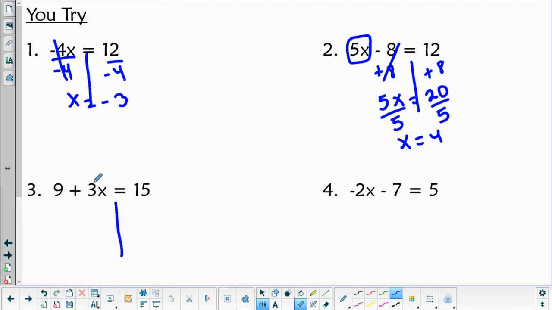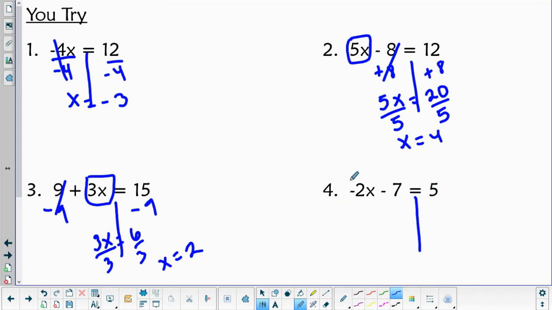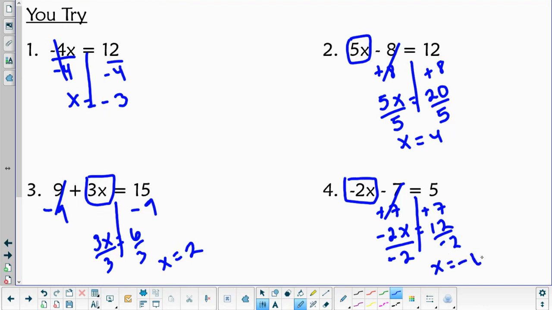All right, down here, 3 and x are connected. So I have to move my +9 by subtracting 9. So I have 3x equals 6. And then if I divide both sides by 3, I get x equals 2. All right, finally, number 4. Again, -2 and x are connected. The only way to move -7 is to add 7 to both sides. So I have -2x equals 12. And then finally, if you divide by -2, you get x equals -6.